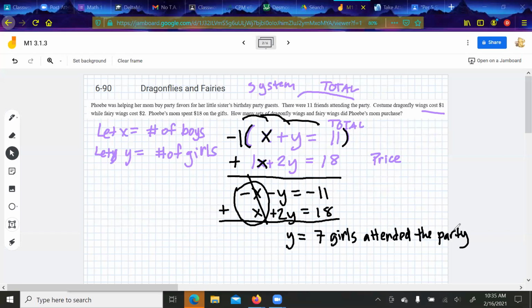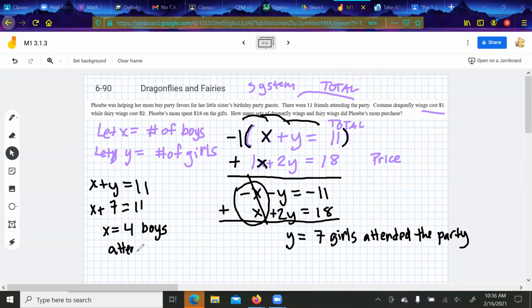Okay, 7 girls attended the party. That's how many wings they bought, 7 dragonfly wings. So how many boys attended the party? Well, we know the total was 11, right? So x plus y equals 11. Somebody put that in the chat. Let me check. Good, four boys attended the party, because if I put 7 in here, x plus 7 equals 11, x has to be 4. So 4 boys attended the party.